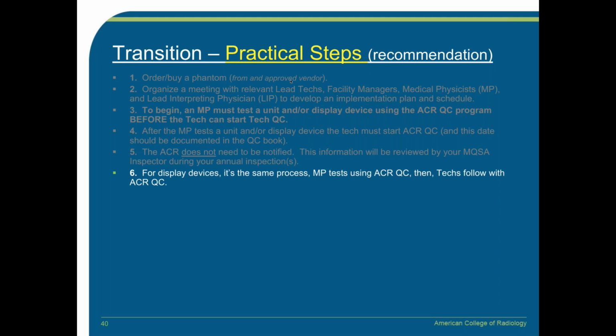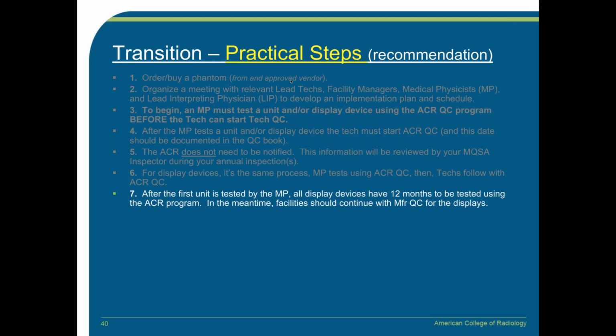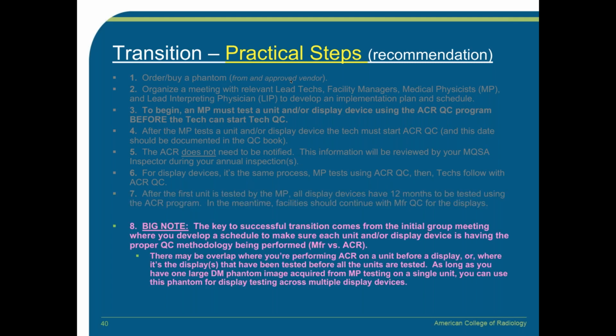For display devices, it's the same process. The physicist tests using the ACR QC, and then the techs follow with the ACR QC. After the first unit is tested by the physicist, all display devices have 12 months to be tested, as I mentioned. In the meantime, facilities should continue with manufacturer QC for the displays until they've received their testing. So here's a note. The key to successful transitioning comes from the initial group meeting, where you develop a schedule for each unit and display device and having proper methodology being performed, manufacturer versus ACR. So you just don't want to mix up which QC is being performed.